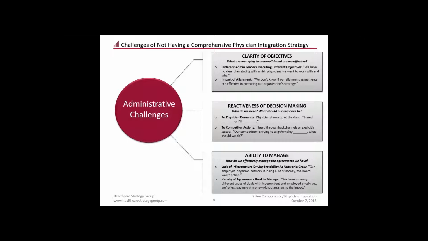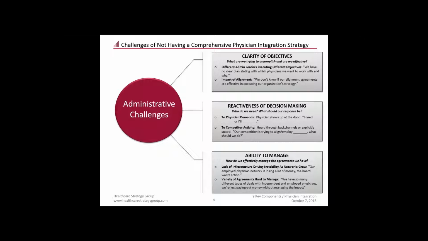So we went from 20 to 100 in the course of 3 years, and we still have the infrastructure to manage a group of 20 or 30 doctors because we got so caught up in the growth that we never really built out our management capability. So we see that becoming an issue.